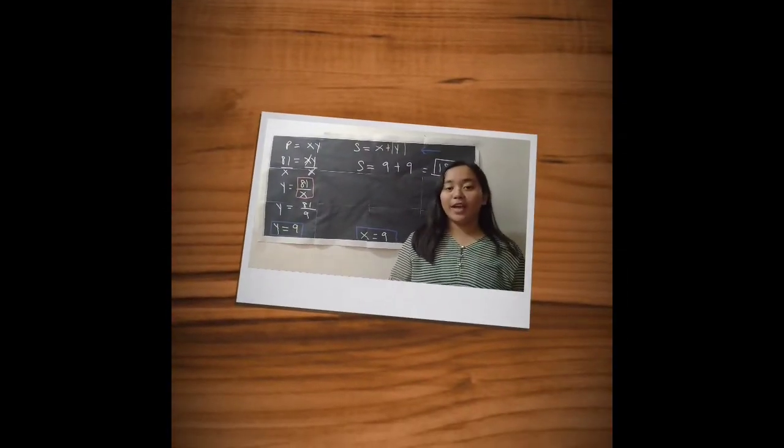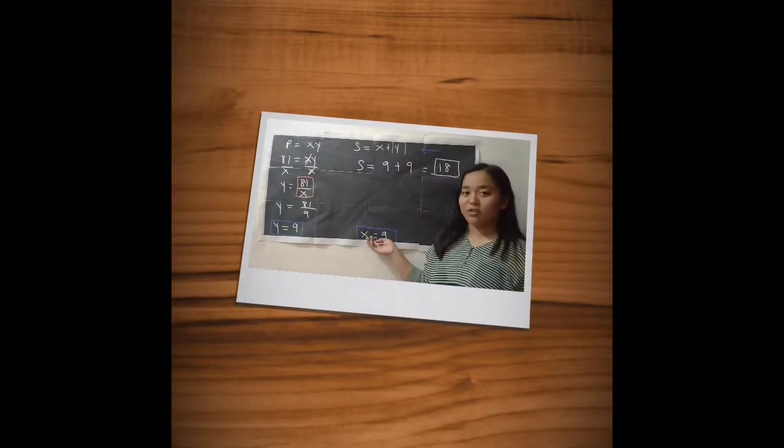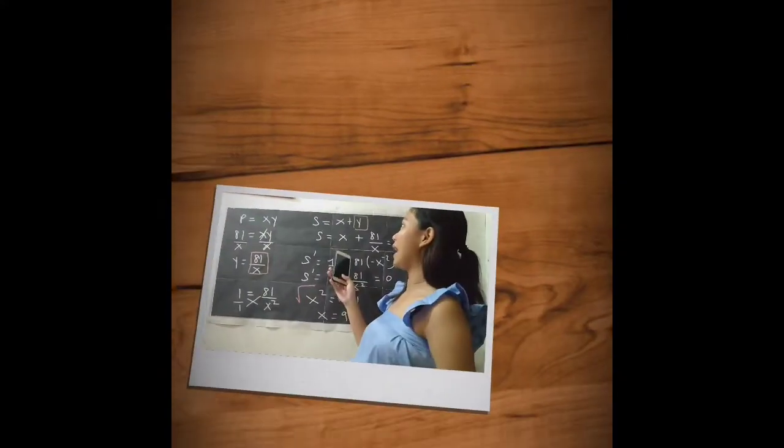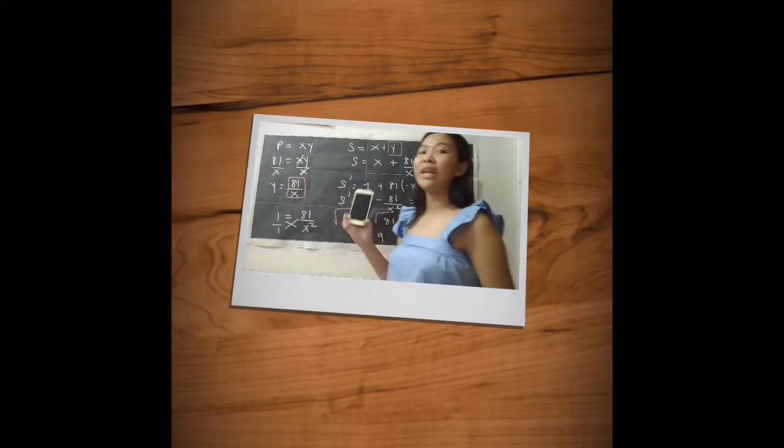So now we already got the x, so we must substitute the x to equals x plus y. So we have the product 81.